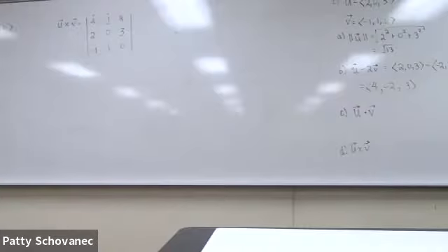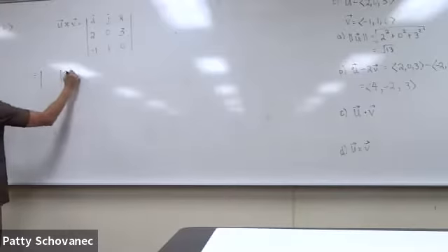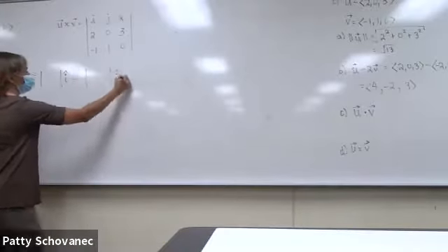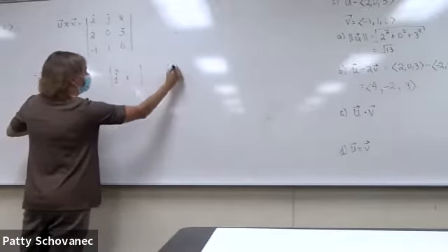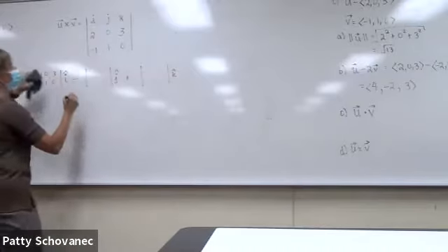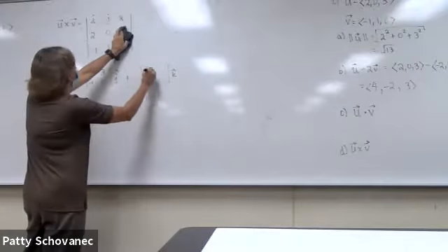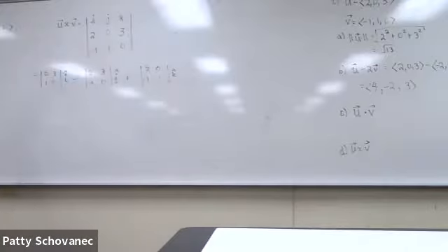U cross v is the vector that we get when we do this 3 by 3 determinant. So we get an I component. And remember that we have a minus sign in front of the J 2 by 2, and then the K 2 by 2. To get the I one, we cover up the I column, so we have 0, 3, 1, 0. To get the J, we cover up the J, 2, 3, negative 1, 0, and then 2, 0, negative 1, 1. So this is going to be 0 minus 3I.